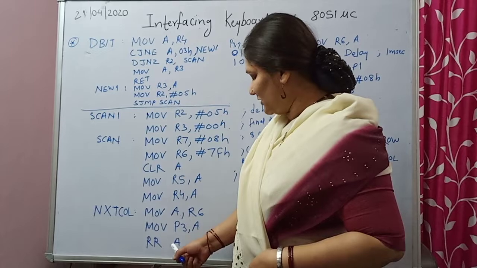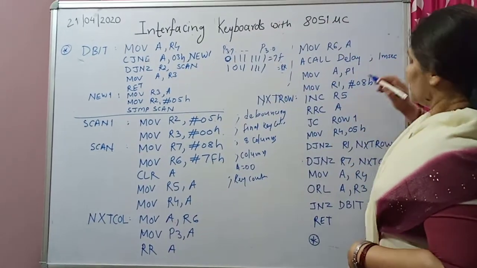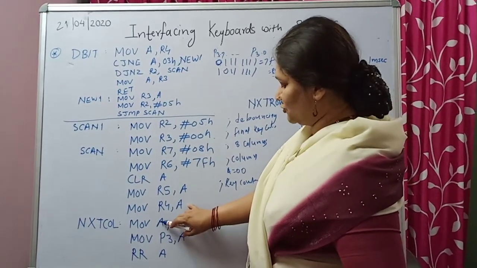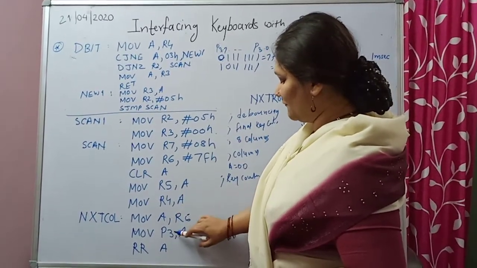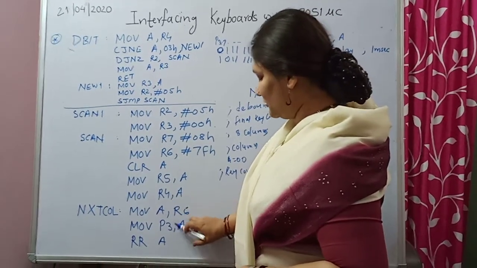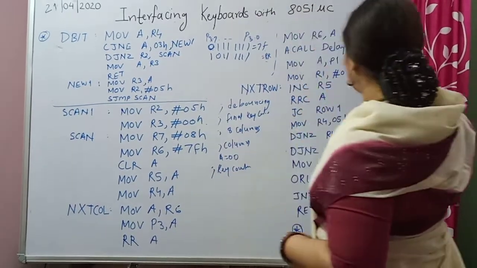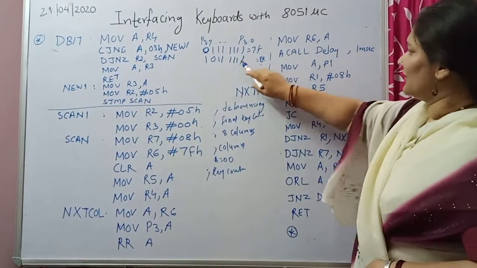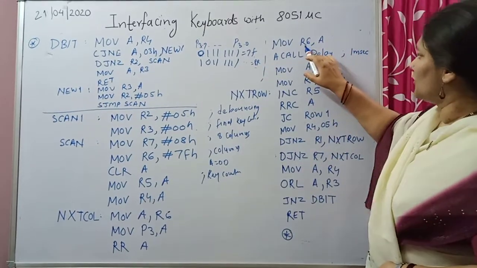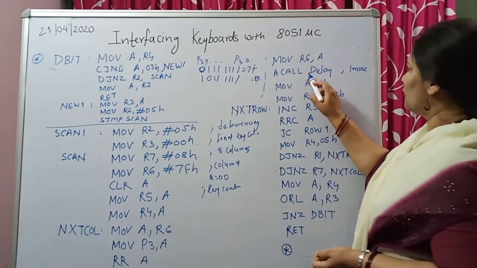Now where is it available? It is available in the accumulator. Initially it was available in R6. From R6 we have taken it into the accumulator. From the accumulator we have put it onto port 3, and afterwards we have rotated the accumulator right. Then we have shifted that number back to R6 register, which holds the column activation pattern, so it is ready for the next column. Then we are calling the delay.